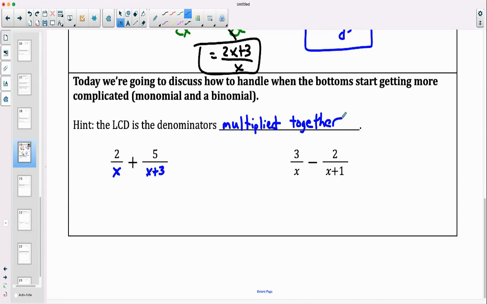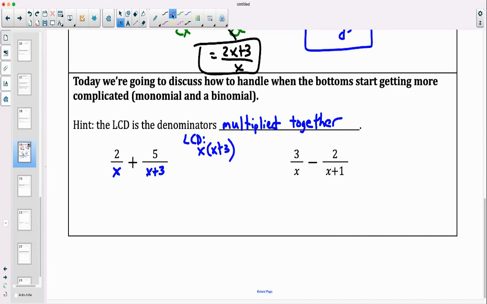Okay, so if you have a monomial and a binomial, it's not like trying to figure out how to make it be a plus 3 or anything like that. The lowest common denominator for this problem is simply x times x plus 3. We just need to make each fraction get multiplied by the other denominator. That's really how it's going to work.